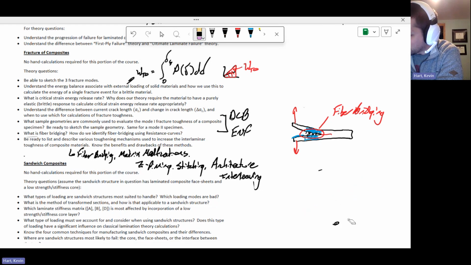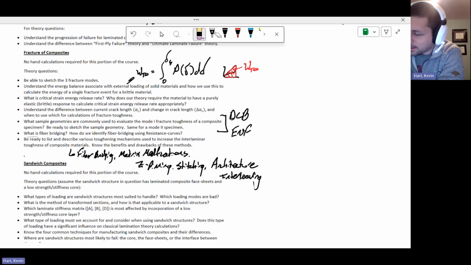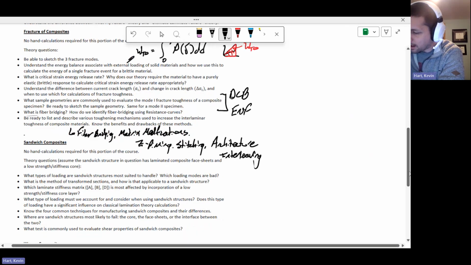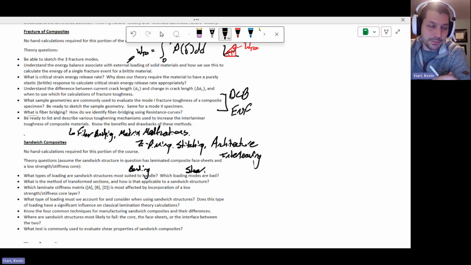Sandwich composites. Ooh, I'm getting hungry. Sandwich composites. No hand calculations again, just theory. What types of loading are sandwich structures most suited to handle? Bending. Which loading modes are bad? Shear. Okay. Sandwich structures are used to support bending. That's it. You're putting a lot of material far away from the midplane, so that increases your stiffness.